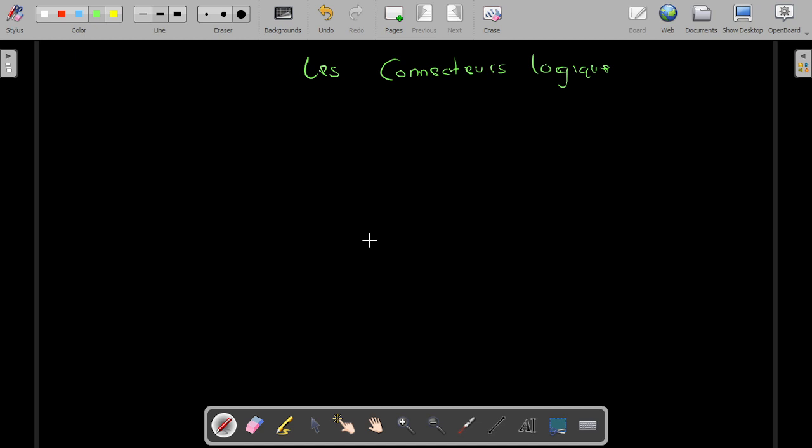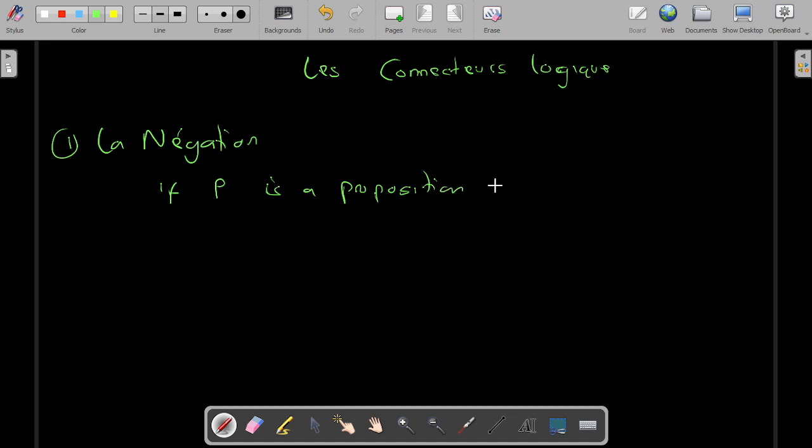All right. So the first connector that we're going to be talking about is going to be la négation. Okay, so this is going to be our first connector, la négation. So for example, if P is a proposition, then non P, or sometimes we can write it differently, but this is very common, non P, is the negation of P.